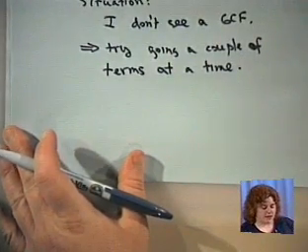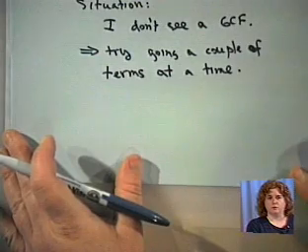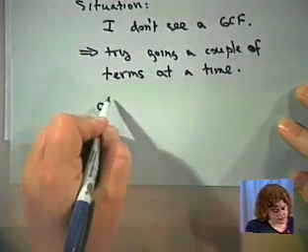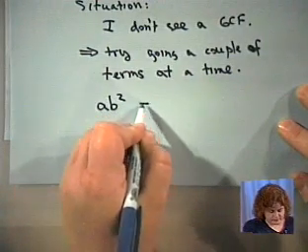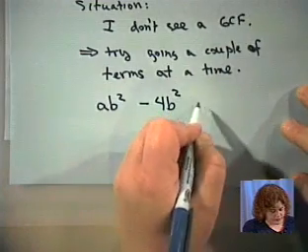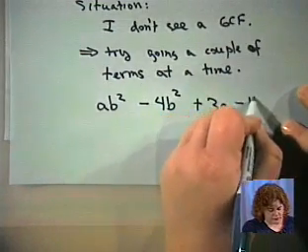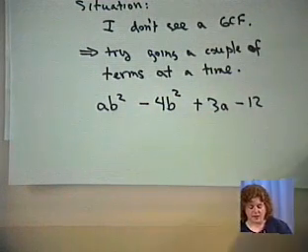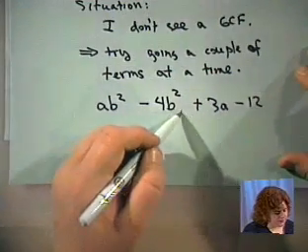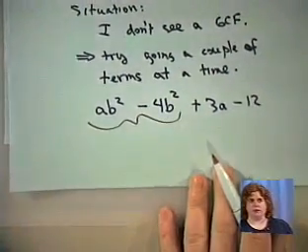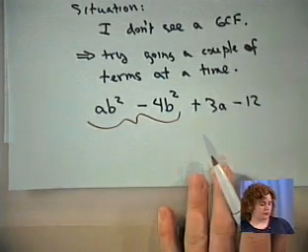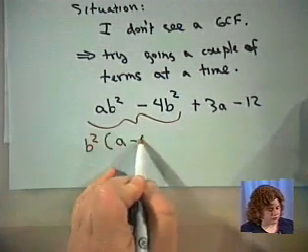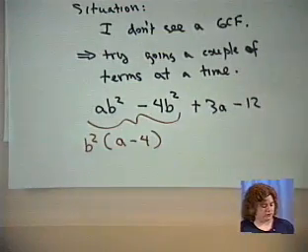Now, a lot of times these will come to you as a polynomial where you have 4 terms. So, for example, you have something like ab squared minus 4b squared plus 3a minus 12. There's nothing that's in common to all 4. But if I just went 2 at a time, I would begin to see a few things. If I went with the ab squared minus 4b squared, I can see in there b squared. If I factored that out, I would be left with a minus 4. So let me try that and see where it takes me.